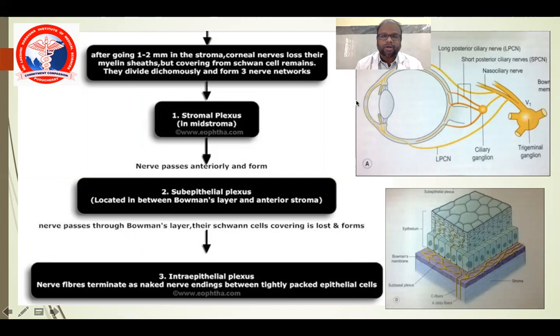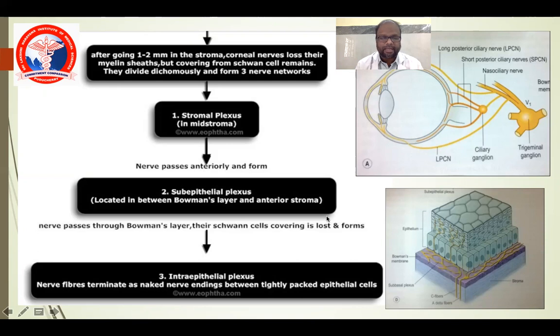After going into the cornea, 1 to 2 mm into the stroma, the corneal nerves lose their myelin sheath, but their Schwann cell covering remains. They divide dichotomously and form 3 networks. The first network is the stromal plexus, in the mid stroma, the mid stromal plexus. Then from the stroma, they pass anteriorly, and they form the second plexus called the subepithelial plexus.